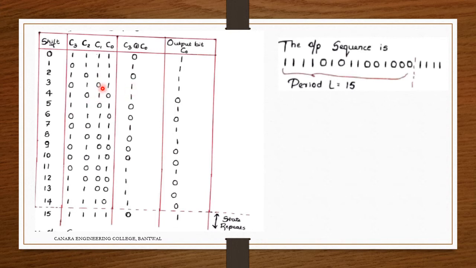So what is this here? Again C3 plus C0, 1. That will be shifted here, and this will be given as a 1. The same thing, 0, 1, 0. This by adding all the bits this way.